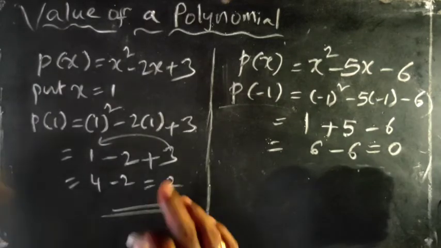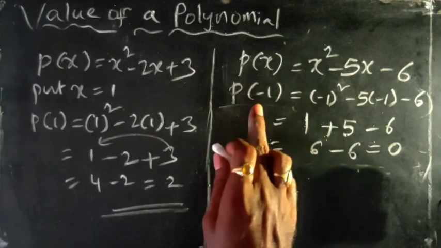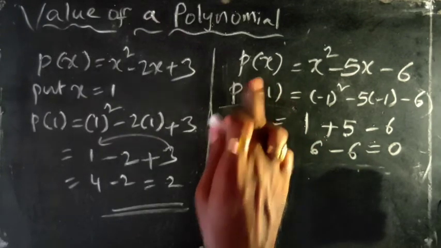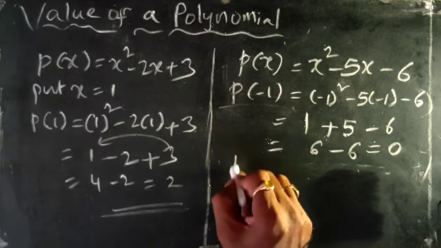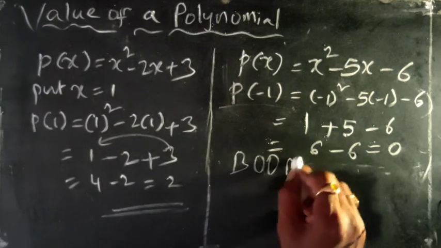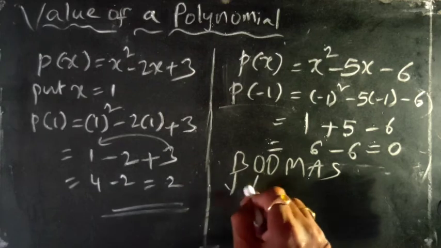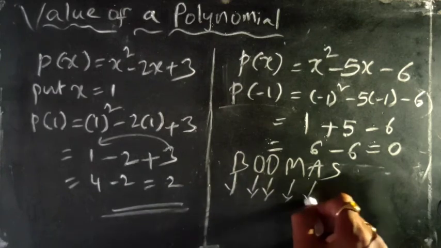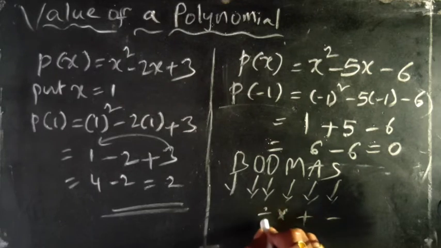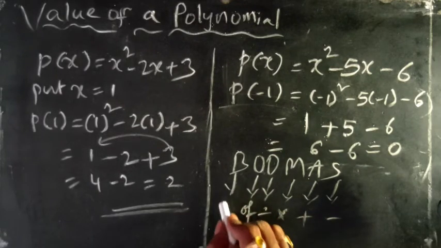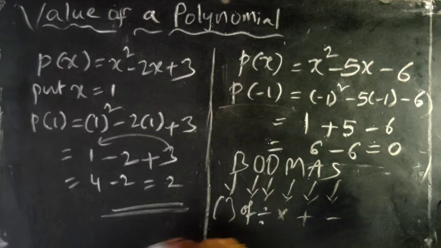Simple, just substitute the given value of x and use the rule of BODMAS. That is clear. BODMAS we know: brackets, of, division, multiplication, addition, subtraction. Okay. So like this you have to simplify the given expression.